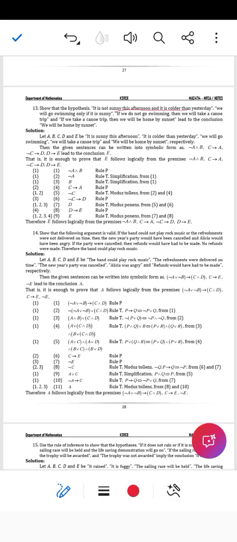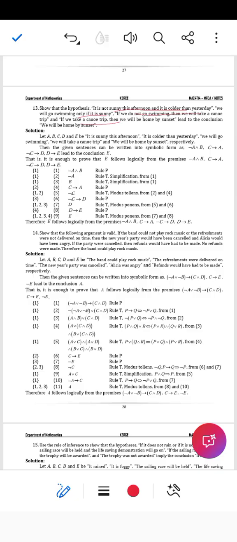Hello students, in this video we are going to discuss one problem that comes under inference theory, using rule P and rule T, and also using rule CP. Okay, let us take one problem. The hypothesis is: it is not sunny this afternoon and it is colder than yesterday.